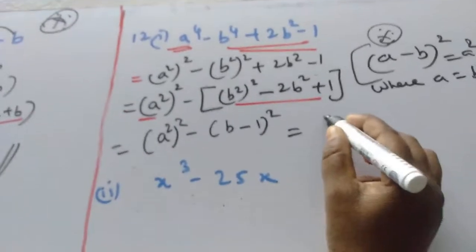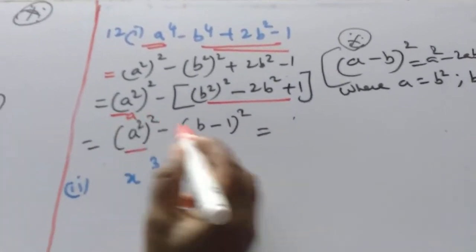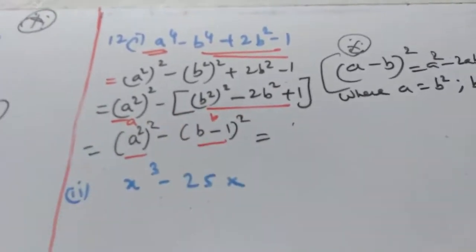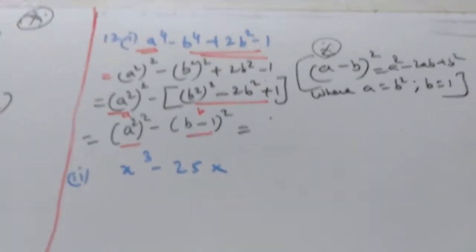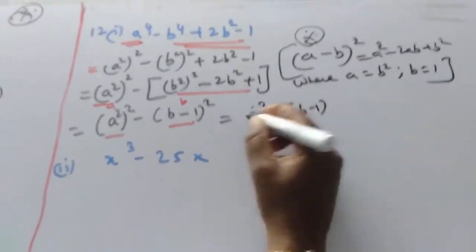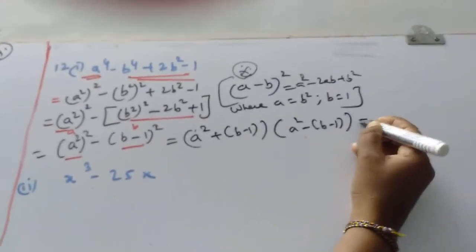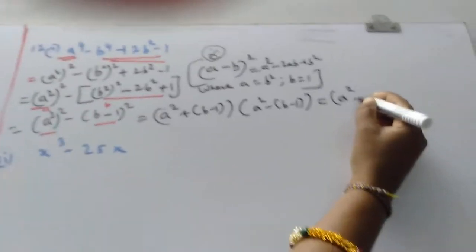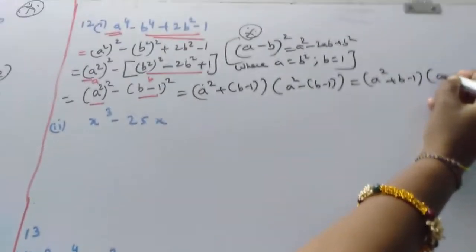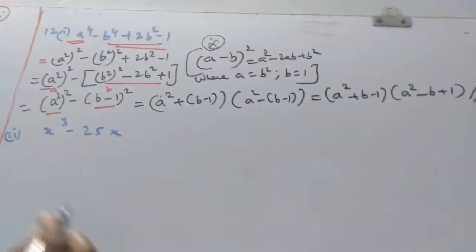So which can be written as a square minus b square here, where a here is a square and b here is b minus 1. So a square minus b square can be written as a plus b into a minus b, and this can be written as a square plus b minus 1 into a square minus b plus 1. So which is what the solution of this question.